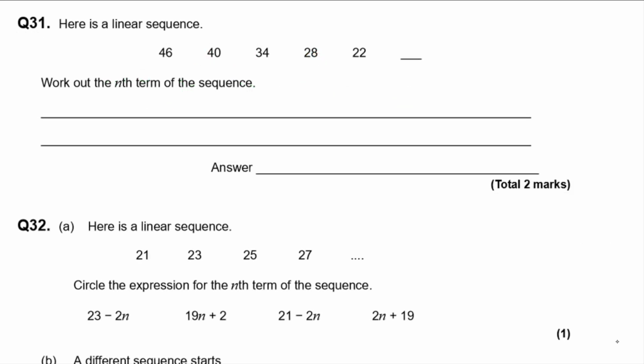Question 31, here is a linear sequence, 46, 40, 34, 28, 22. Work out the nth term of this sequence. So this time it is going down in 6, isn't it? It's minus 6, minus 6, minus 6.